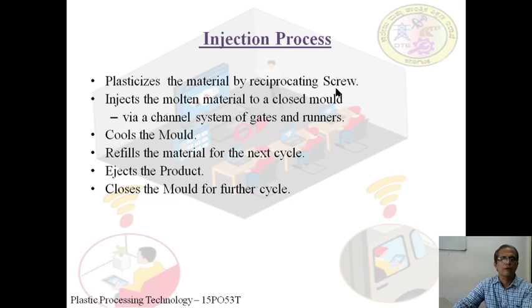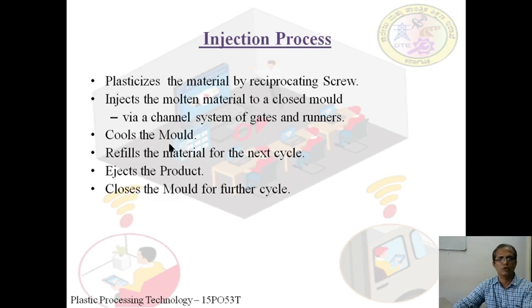Inside the barrel there is a well-designed screw which is fitted inside the barrel, having a reciprocating action, and this reciprocating screw will melt or plasticize the raw material, and it will push the material further. The melted plastic will be injected into the closed mold via the channel system that is called runner and gates. The mold is cooled, and the material is refilled for the next cycle. The cooling of the mold is also done in the machine. Refilling of the material for the next cycle is also carried out.